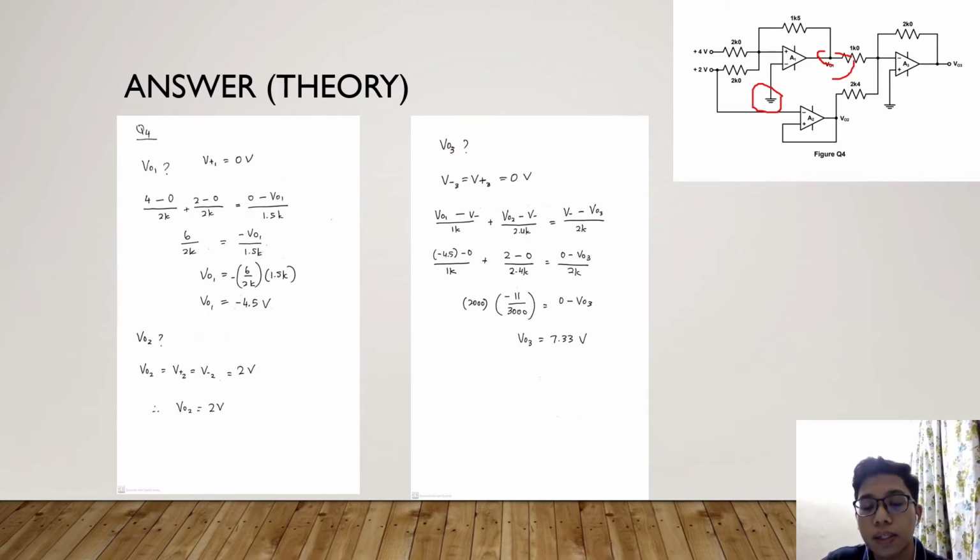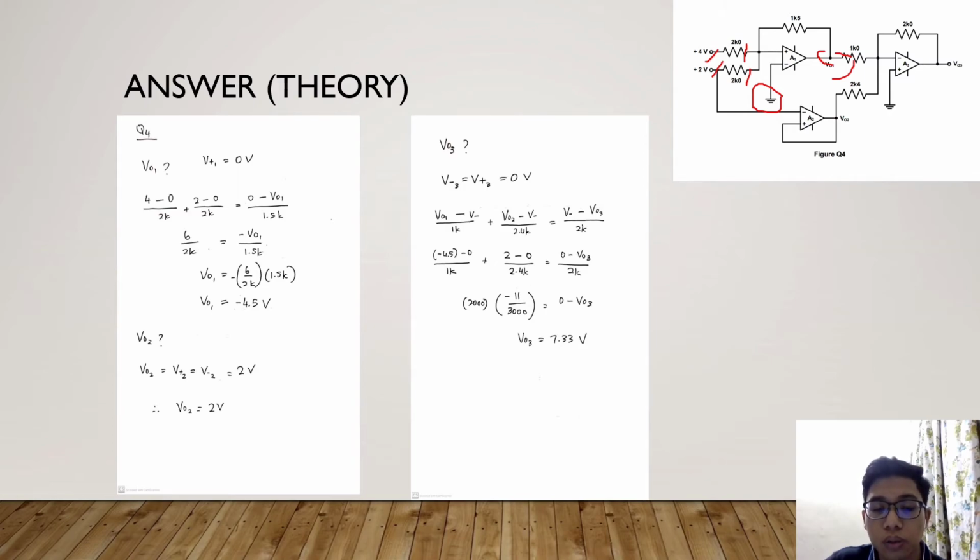But in the current inside it, as you can see here, there are 2 resistors and 2 voltage supplies. Therefore, we have to add up both current values so that we can get the total value of current in. So we use the formula here: 4 minus 0, as the value of V plus is 0, over 2k, plus 2 minus 0 over 2k, is equal to 0 minus V output 1 over 1.5k.